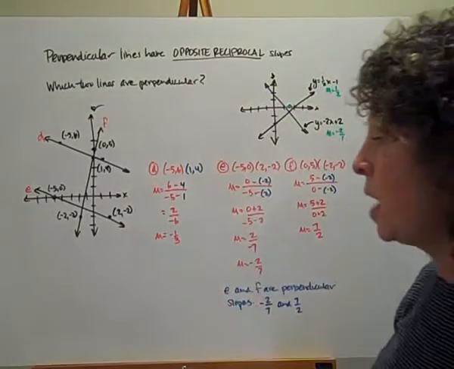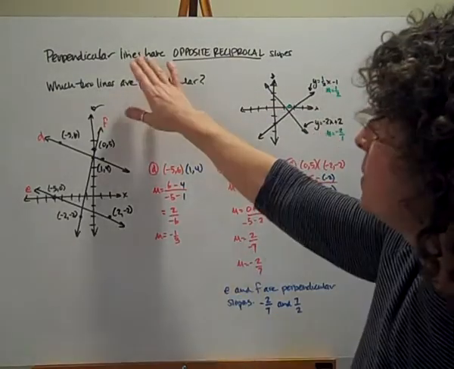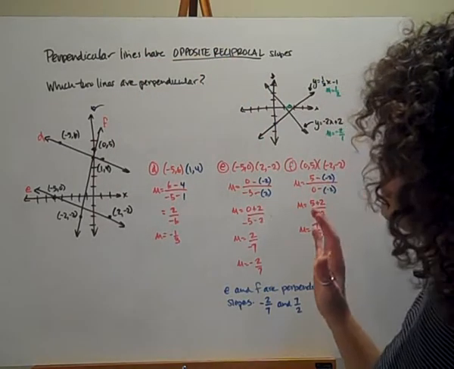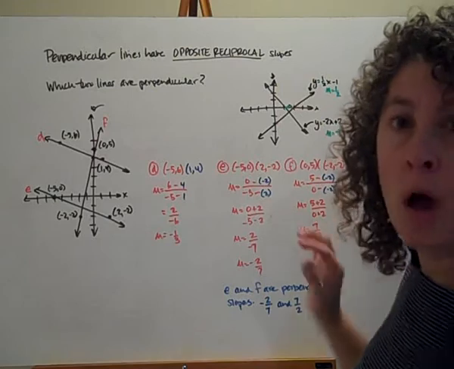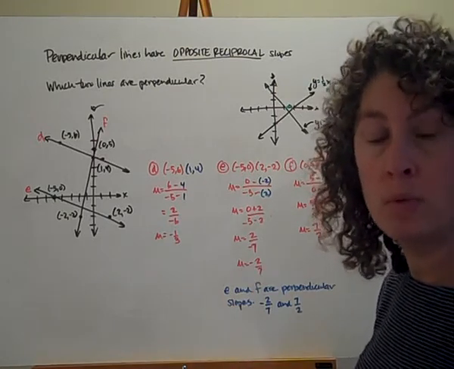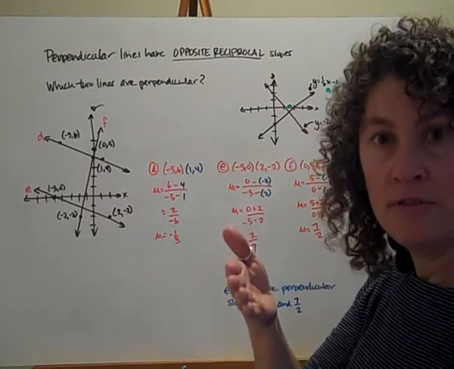Now perpendicular slopes. We know that two lines are perpendicular if they form a right angle. Perpendicular slopes have opposite reciprocal slopes. So what does that mean? Opposite reciprocal: opposite, meaning the two slopes should have opposite signs, so one is positive and one is negative. Reciprocal, I look at it as a fraction and I flip it.